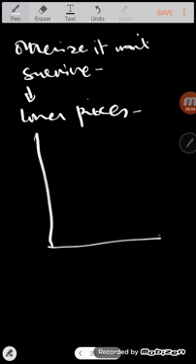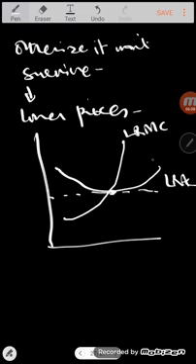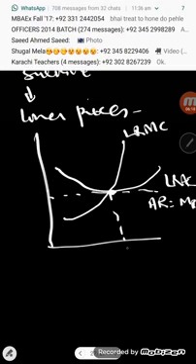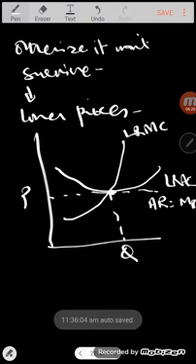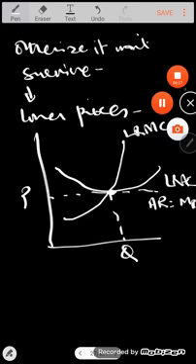And we are familiar with this diagram. This is the long run AC curve. This is the point where the LRMC cuts the LRAC curve at its lowest point, and this is where AR equals MR. So this is the quantity, this is the price. I hope that clears the concept.